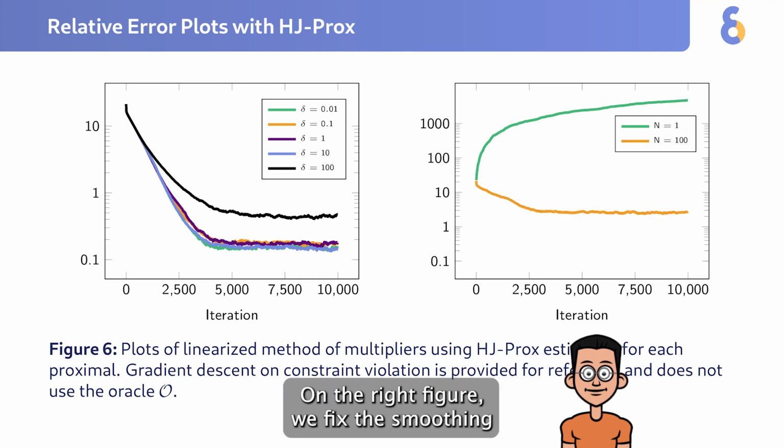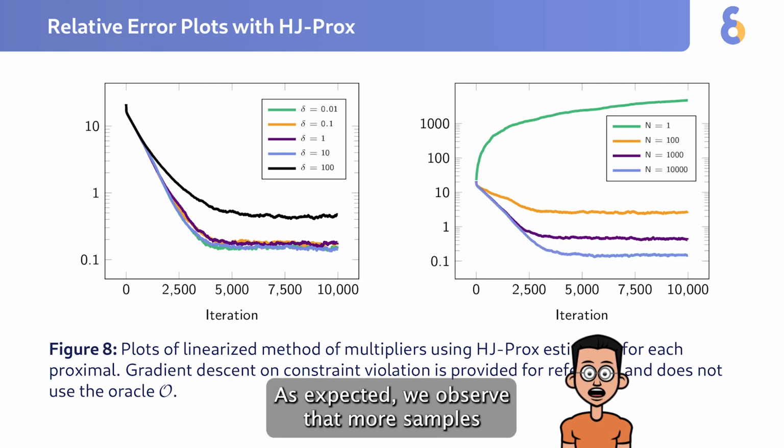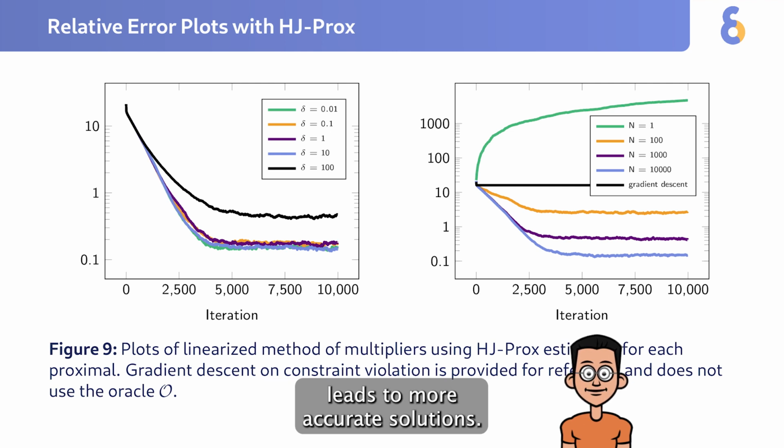On the right figure, we fix a smoothing value and test the performance when different number of samples are used to approximate HJ-Prox. As expected, we observe that more samples lead to more accurate solutions.